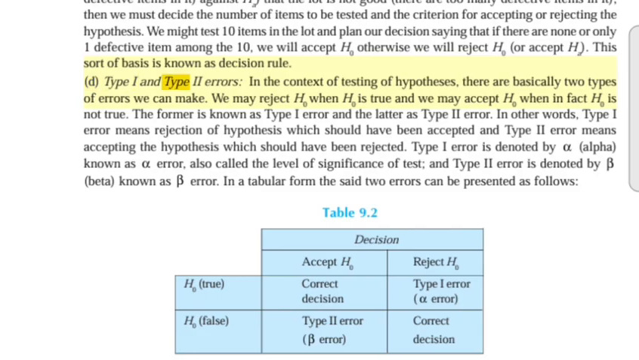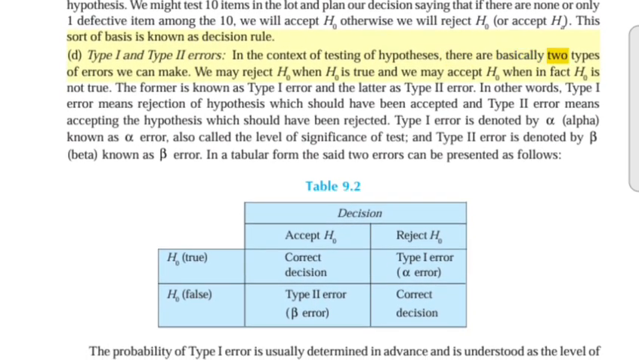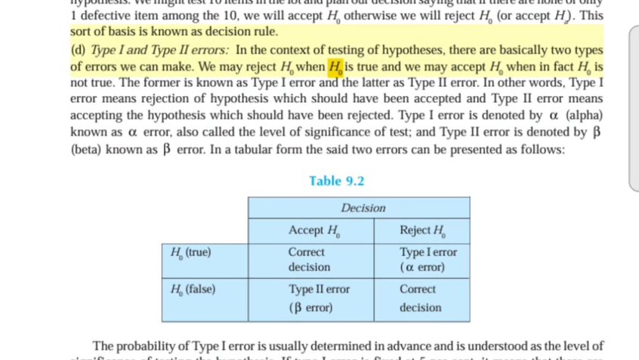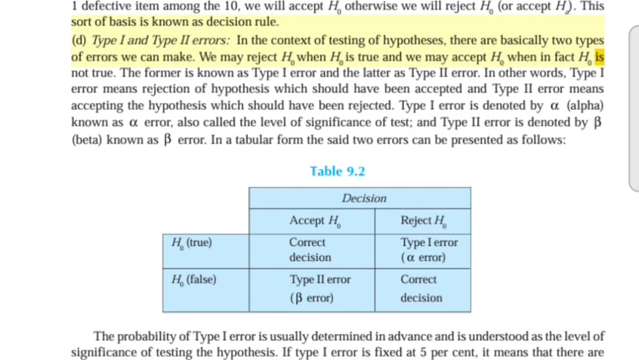D. Type 1 and Type 2 errors. In the context of testing of hypotheses, there are basically two types of errors we can make. We may reject H0 when H0 is true, and we may accept H0 when in fact H0 is not true.